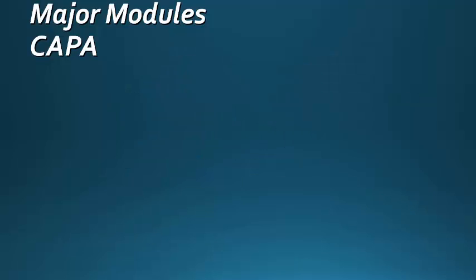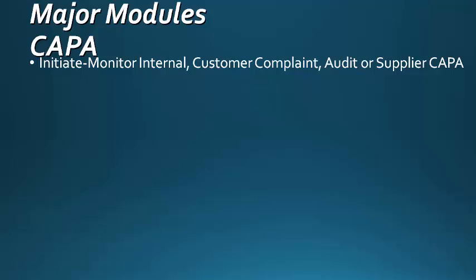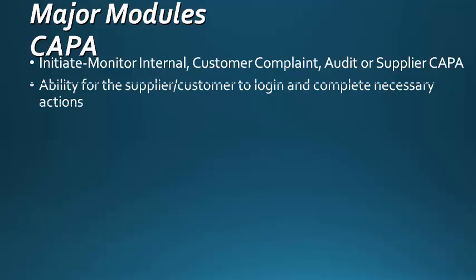This is the CAPA module in the QISS Quality Management Software System. The following video will introduce you to the features and benefits of the Corrective Action and Preventive Action module in QISS software. The CAPA module will allow the user to initiate and monitor internal, customer complaint, audit, or supplier corrective and preventative actions. The ability for the supplier and customer to log in and complete necessary actions is available.